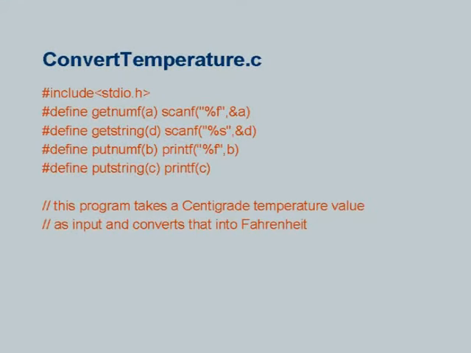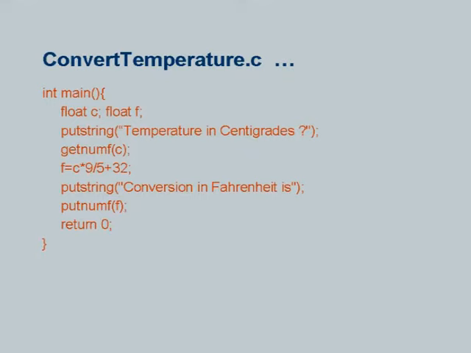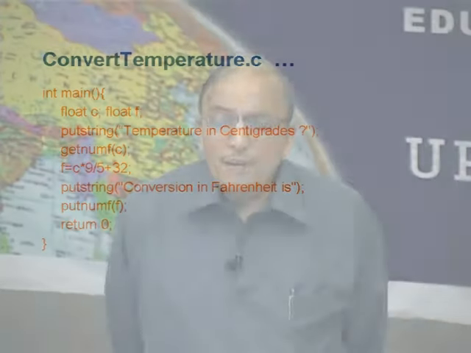However, we can put these abbreviations, as I said here. Notice that this first slide is only the abbreviations and the general comments to indicate what the program does. However, this slide shows the complete program, which says int main, float c, float f, put string temperature in centigrades, get num f c, put string and put num f. Again, people may get confused. Why, what is put num f and what was put num I?